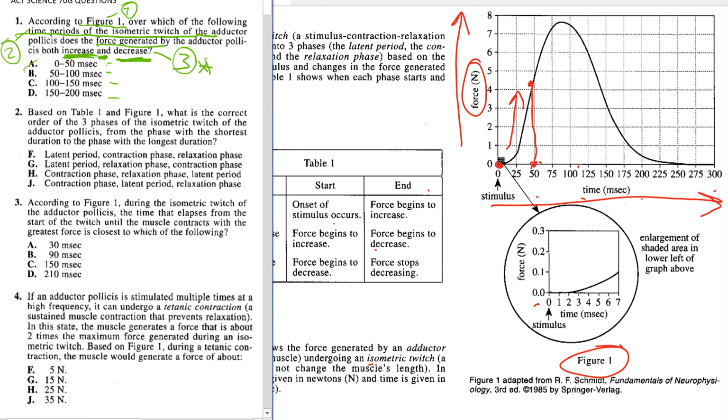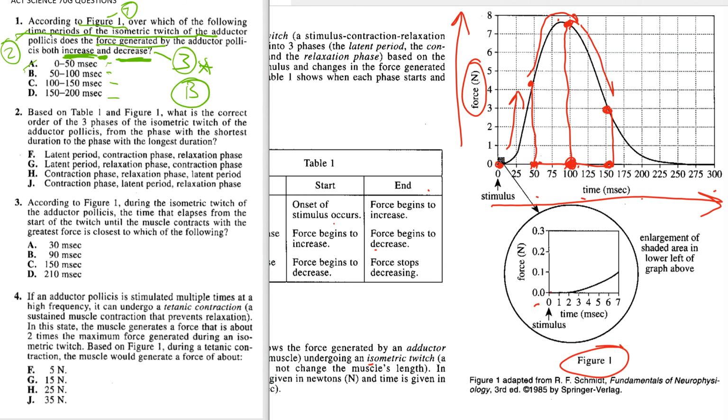Between 50 and 100, what's it doing? It's increasing and then it's decreasing. You can see that the top's here and then it's starting to come down. So if I was in the exam, I would just say it's B, thank you very much, and move on. But just to be complete, I'll show that the other ones are wrong. 100 to 150, so 100 is here to 150. What's it doing? It is just decreasing. It is out.